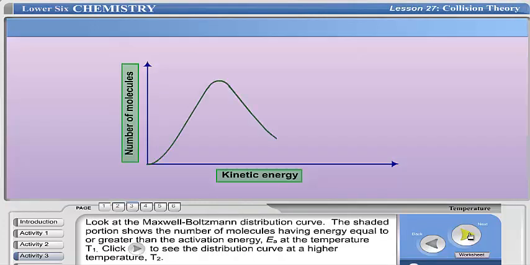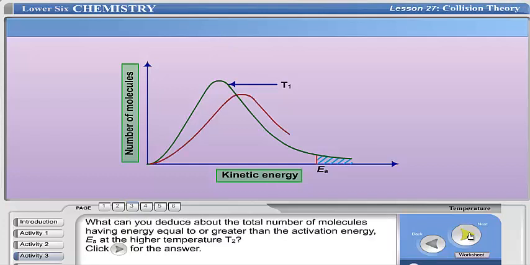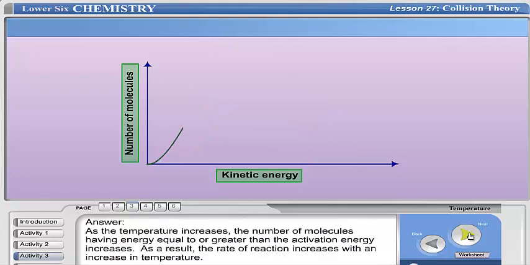Look at the Maxwell-Boltzmann distribution curve. The shaded portion shows the number of molecules having energy equal to or greater than the activation energy EA at the temperature T1. Click Next to see the distribution curve at a higher temperature T2. What can you deduce about the total number of molecules having energy equal to or greater than the activation energy EA at the higher temperature T2? Click Next for the answer. Answer: as the temperature increases, the number of molecules having energy equal to or greater than the activation energy increases. As a result, the rate of reaction increases with an increase in temperature.